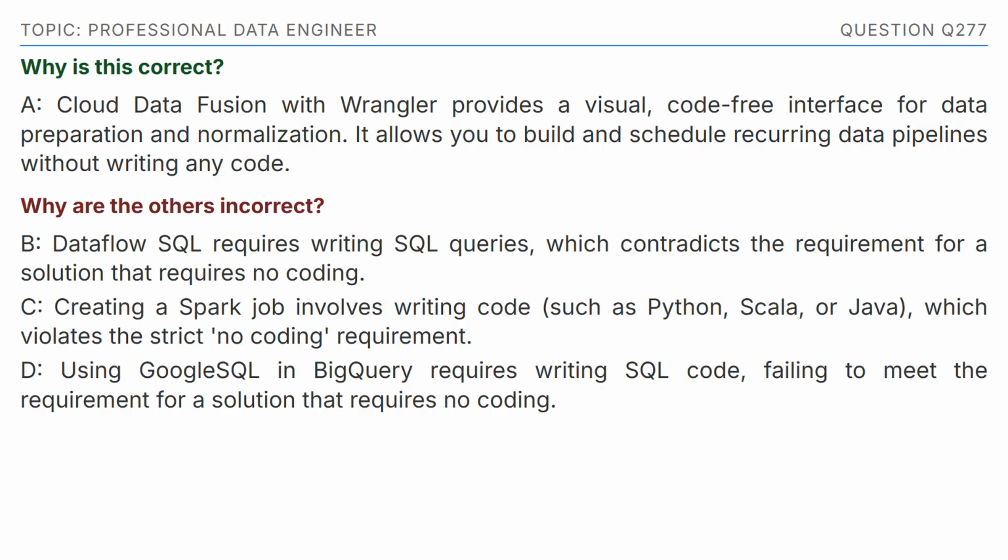Why are the others incorrect? B. Dataflow SQL requires writing SQL queries, which contradicts the requirement for a solution that requires no coding. C. Creating a Spark job involves writing code, such as Python, Scala, or Java, which violates the strict no coding requirement. D. Using Google SQL and BigQuery requires writing SQL code, failing to meet the requirement for a solution that requires no coding.